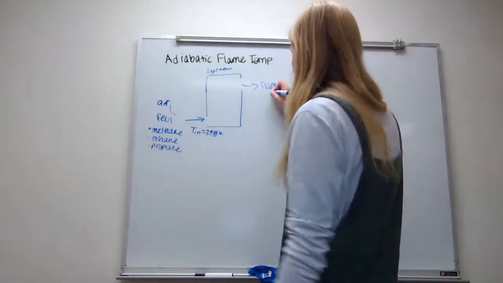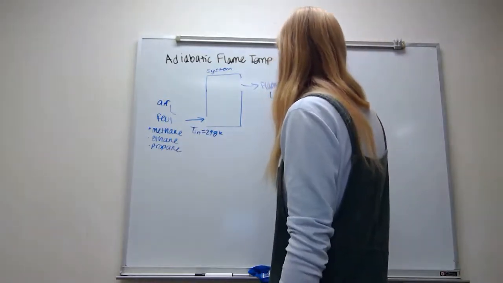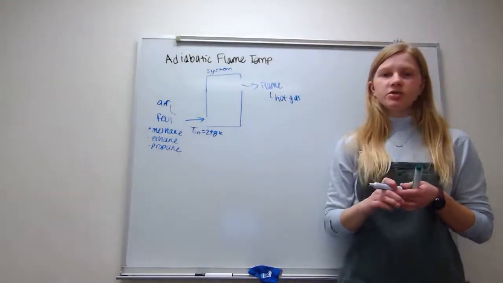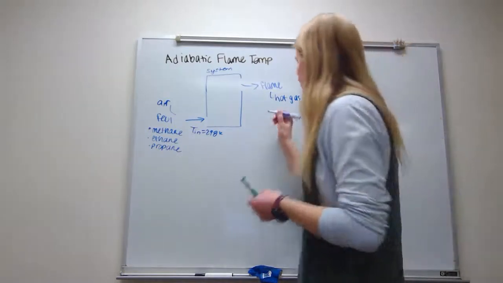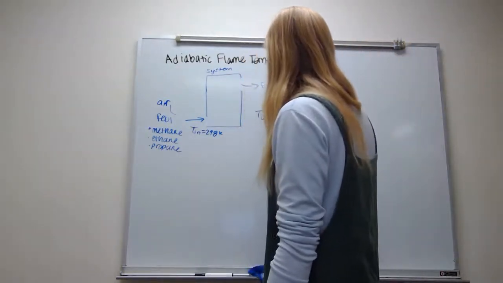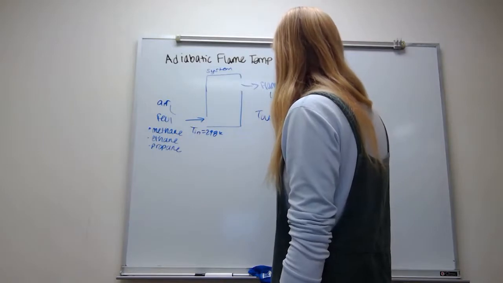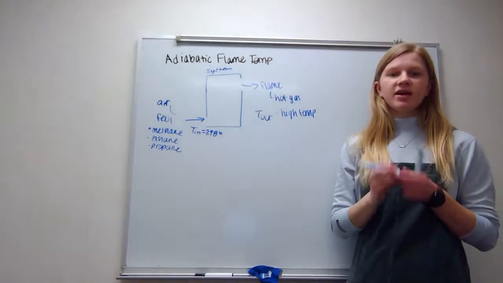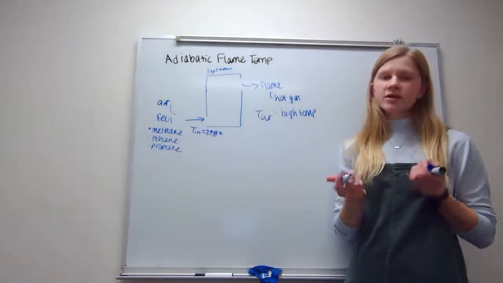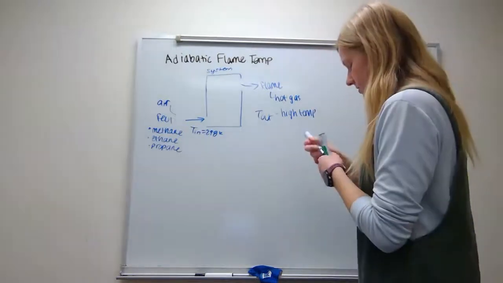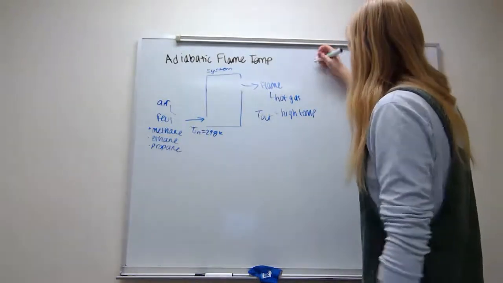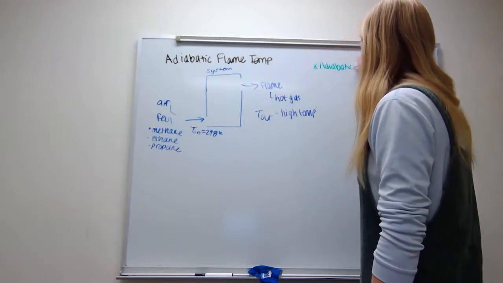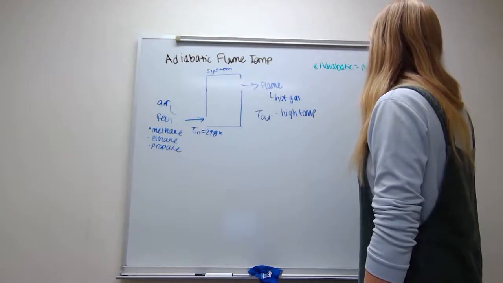And so flame we can also just call a hot gas, because that's essentially what it is. And so we are going to use that for what is coming out. Right now, since we're solving for our final temperature, we're just going to write high temp. It's going to be definitely greater than 298 Kelvin. So the next important thing to note in this setup is that it is adiabatic, which means no heat transfer.